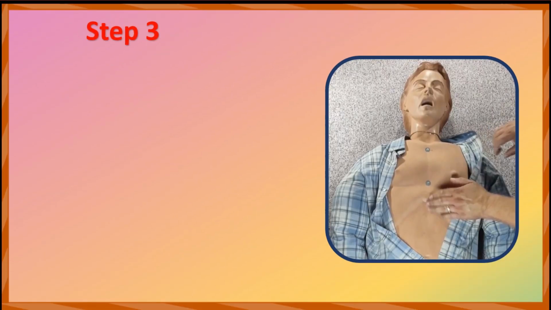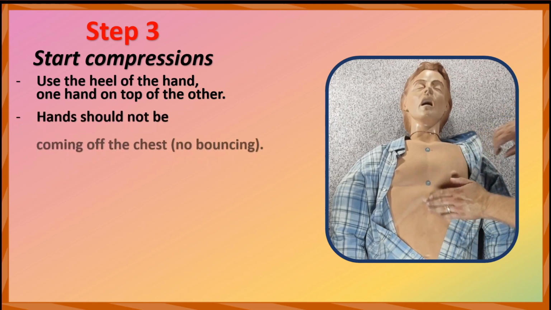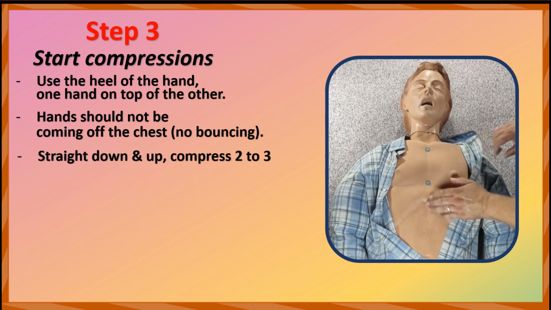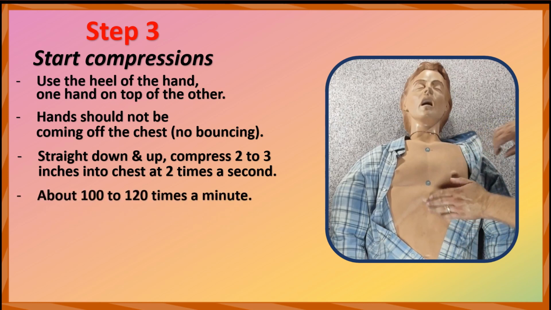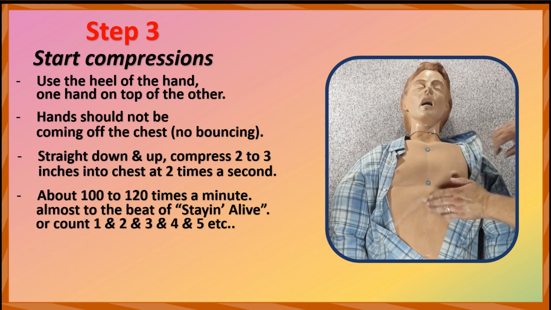Step 3. Start compressions. Use the heel of the hand, one hand on top of the other. Hands should not be coming off the chest, no bouncing. Straight down and up, compress 2 to 3 inches into the chest at 2 times a second, about 100 to 120 times a minute, almost to the beat of Staying Alive, or count 1 and 2 and 3 and 4 and 5, etc. Just don't stop the rhythm.